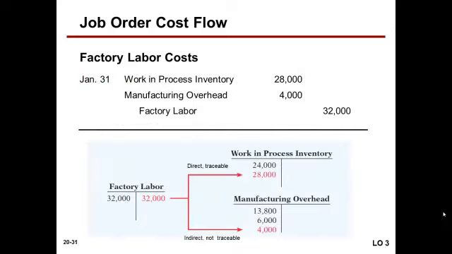Graphic illustration of that journal entry at the bottom. We've removed $32,000 from the factory labor account, which is an accumulation account, and we put $28,000 of that debit direct labor in work in process inventory, and the other $4,000 indirect labor into manufacturing overhead. We'll be accumulating manufacturing overhead debits and later applying a cost into work in process in a separate journal entry. Overhead costs cannot be directly traced in work in process. We'll look at predetermined formulas to enable that transfer of cost into work in process at month end.